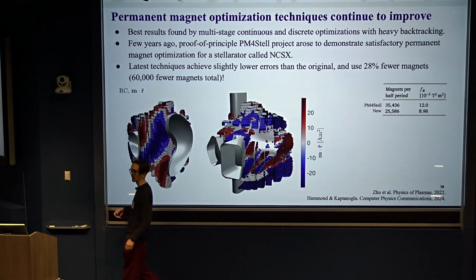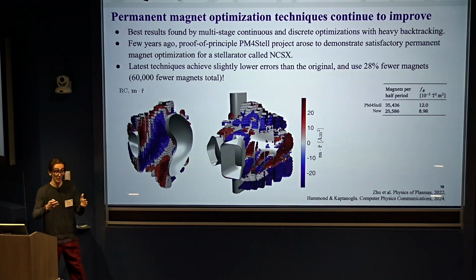That's for a half field period. So for the total thing, you actually use 60,000 fewer magnets in the solution we got, and you get a better error. So my point here is that if you take the time to do some more sophisticated optimization, there can be big payoffs, both in the permanent magnet space and, I think, more generally in coil optimization. And that's something I'll touch on at the end about future directions.